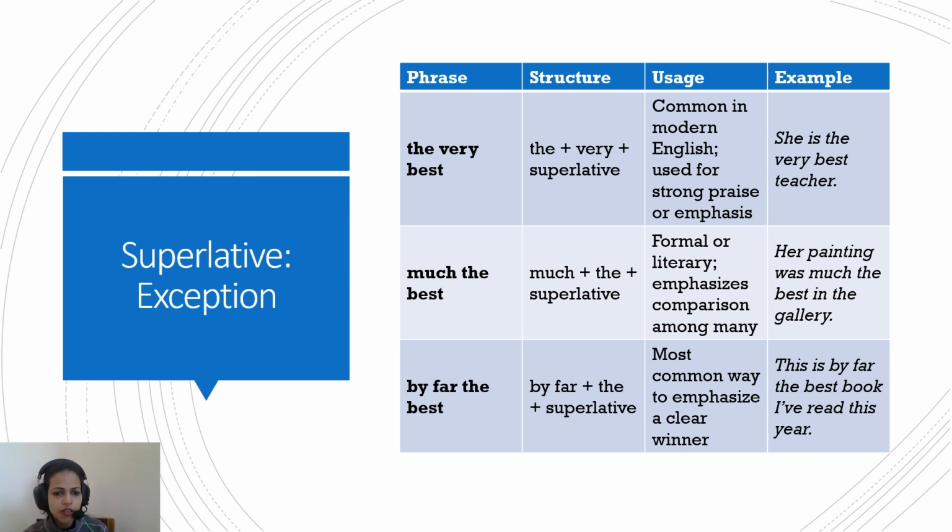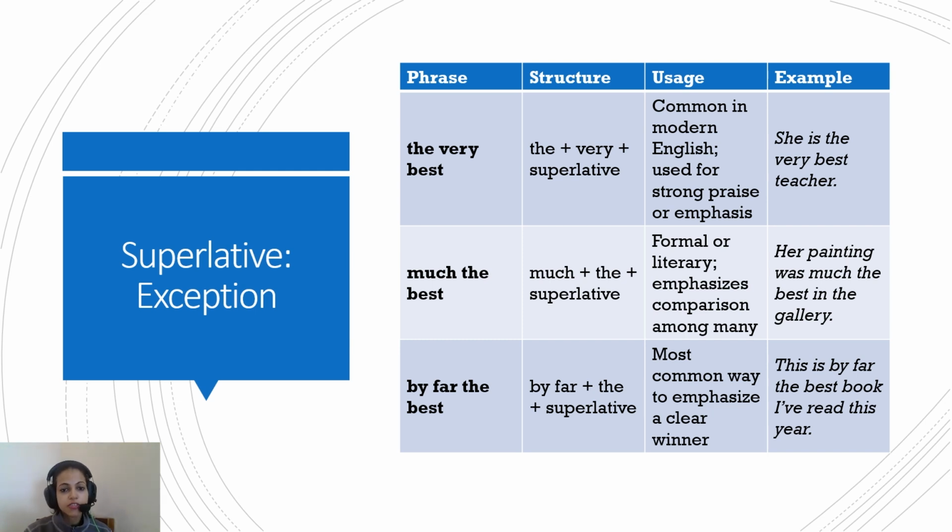Similarly, for superlatives, much the best is also correct. Much the superlative is also correct. That's the more formal or grammatically correct way to go. So, her painting was much the best in the gallery. It doesn't sound very familiar to the ear because these days nobody speaks like that, but this is the more formal way to go about it.